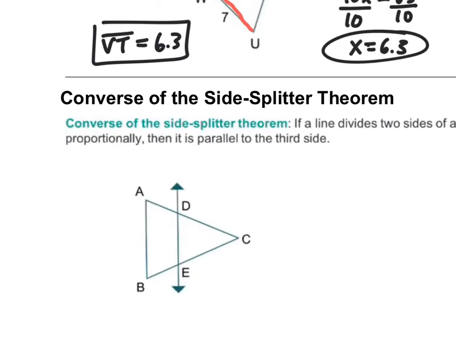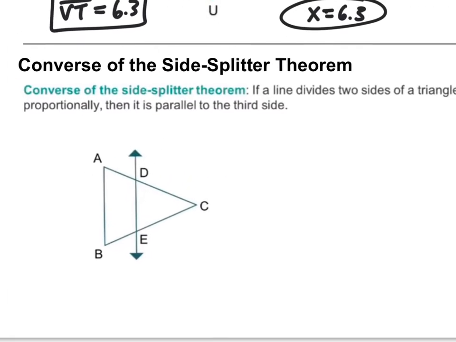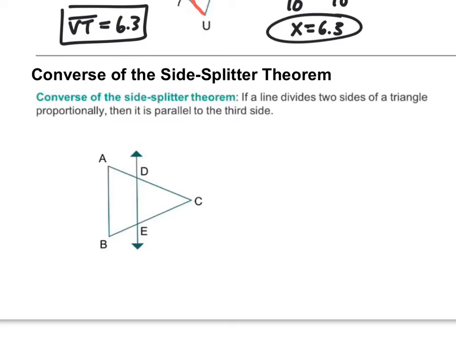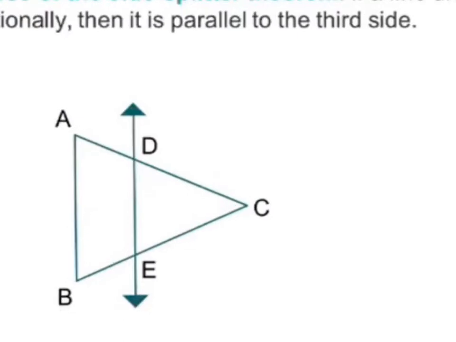Okay, so then we have the converse of the Side-Splitter Theorem. What that says is that if a line divides a triangle proportionally, then it is parallel to the third side. So let's just say this. Let's say that this is a 1 and a 4.